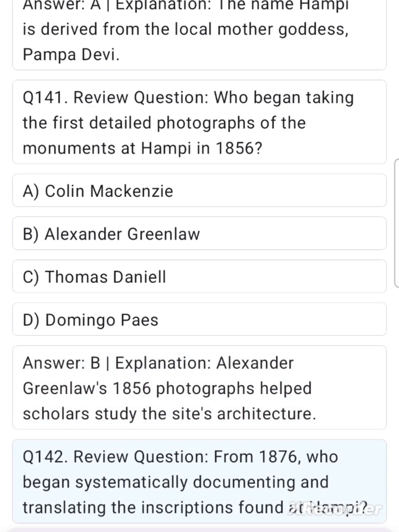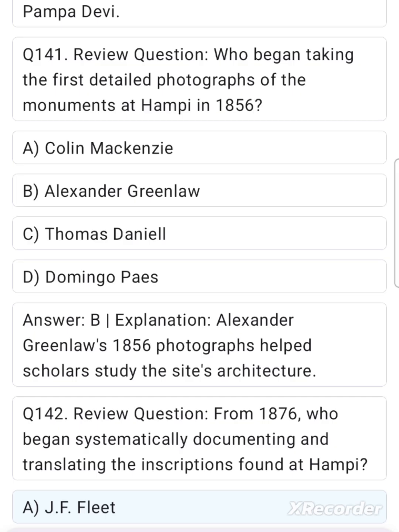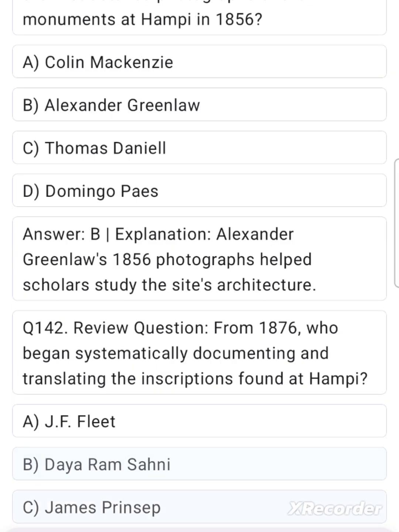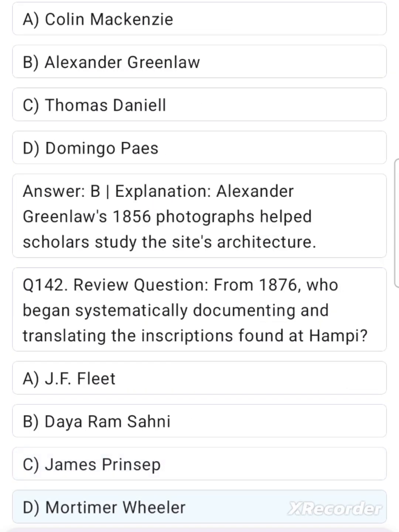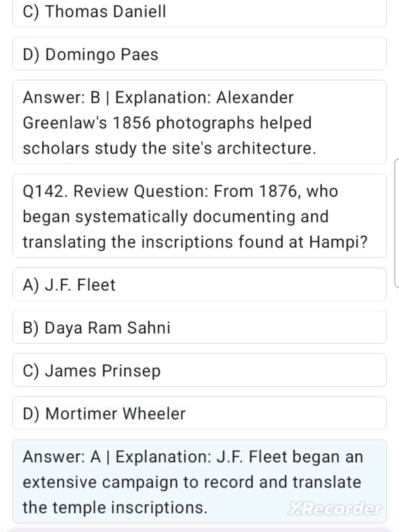Q 142. Review question. From 1876, who began systematically documenting and translating the inscriptions found at Hampi? A. J.F. Fleet. B. Daya Ram Sahni. C. James Prinsep. D. Mortimer Wheeler. Answer: A. Explanation: J.F. Fleet began an extensive campaign to record and translate the temple inscriptions.